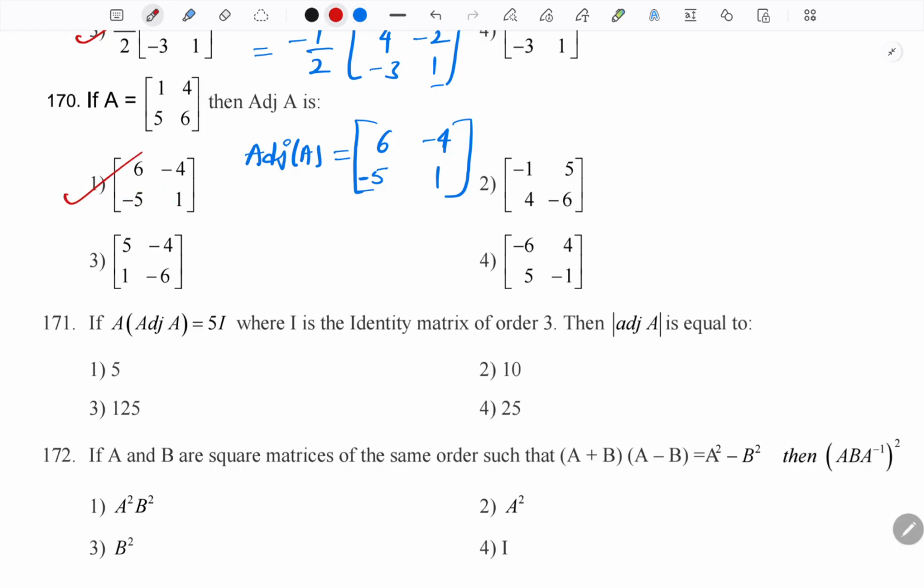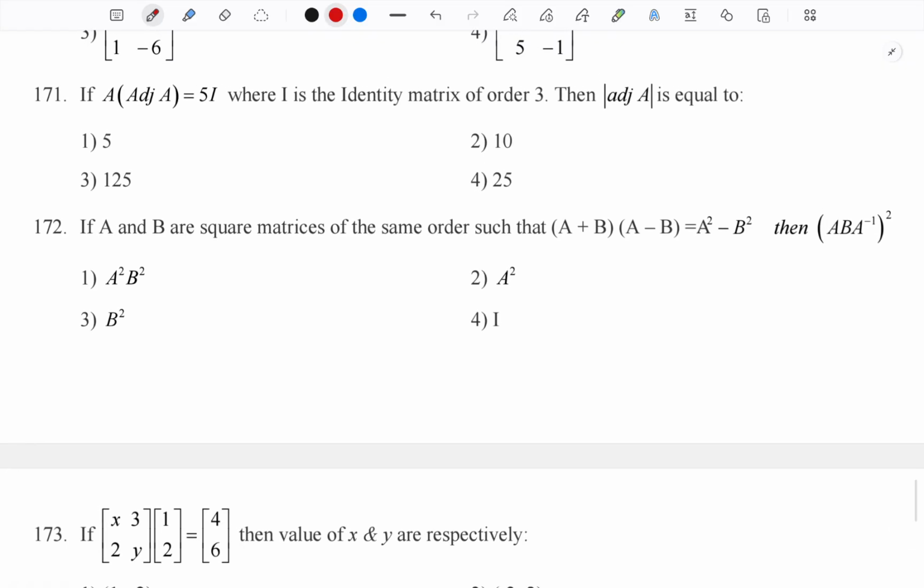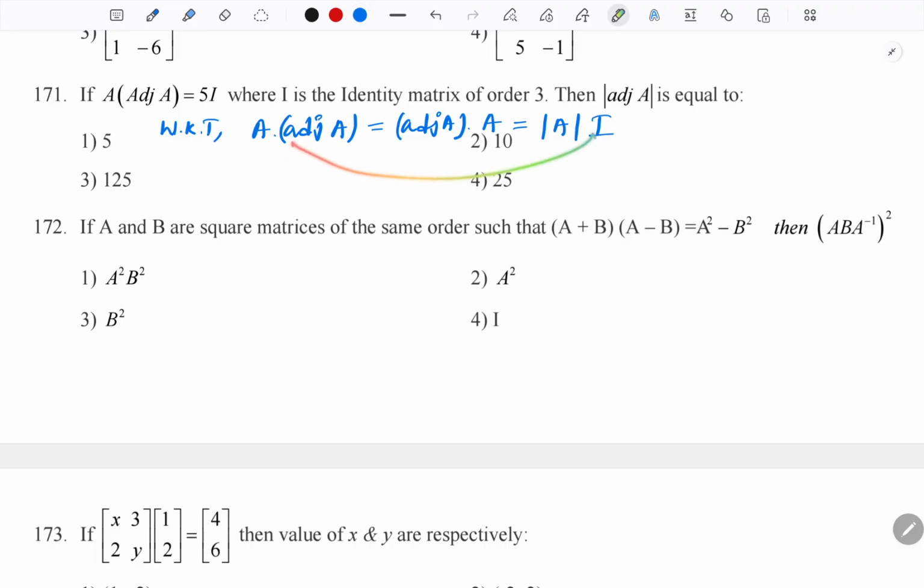Next one. If you want to solve this question, you should recall one basic definition. What is it? We know that A into adjoint A equals adjoint A into A equals, what is the resultant? Det A into I. Compare, students. If this one equals this one, or this one equals this one, clear? Now A into adjoint A equals this one, they said. So compare with det A into I. What is the det A value? 5. From this, det A equals 5, right?